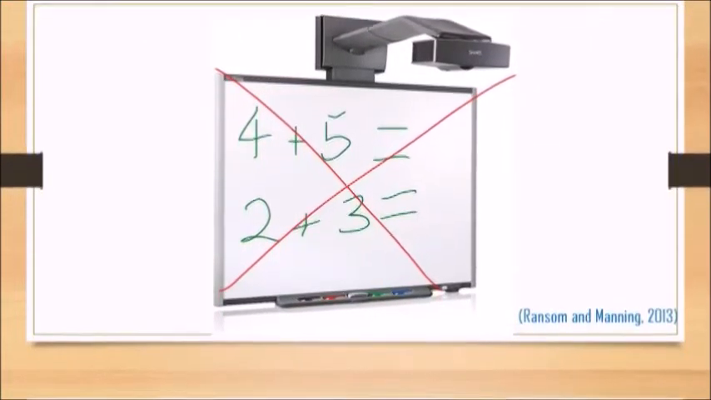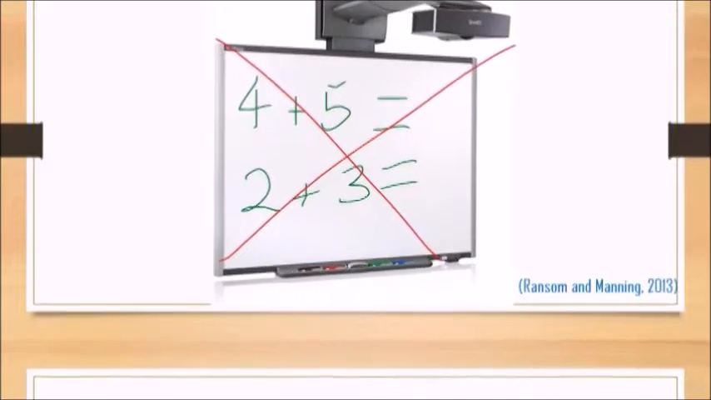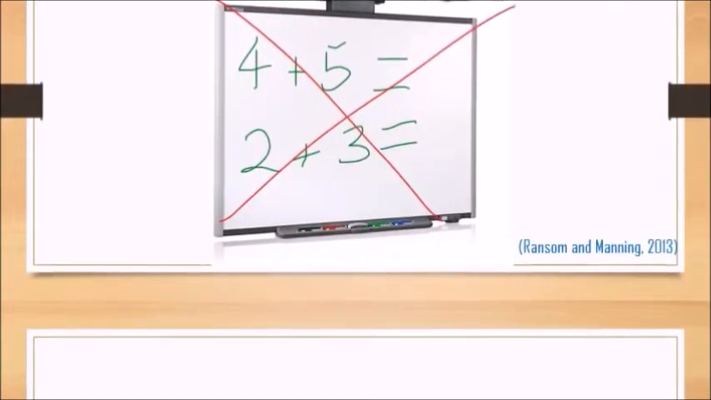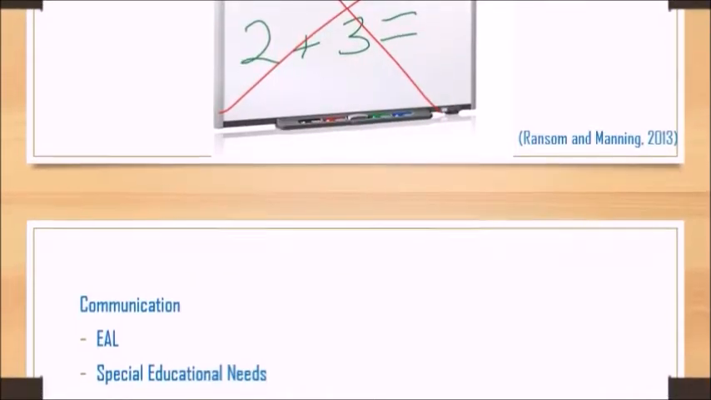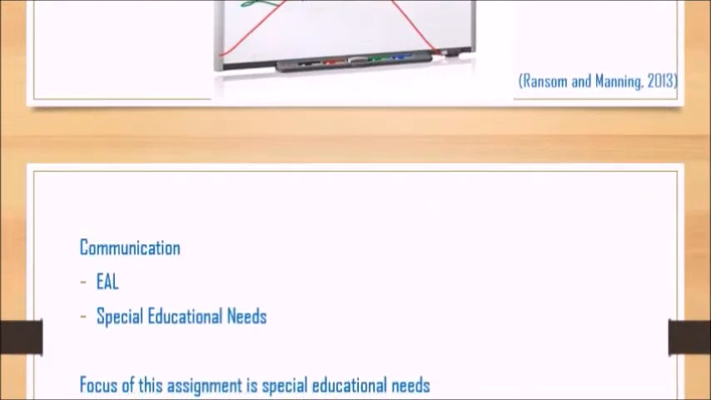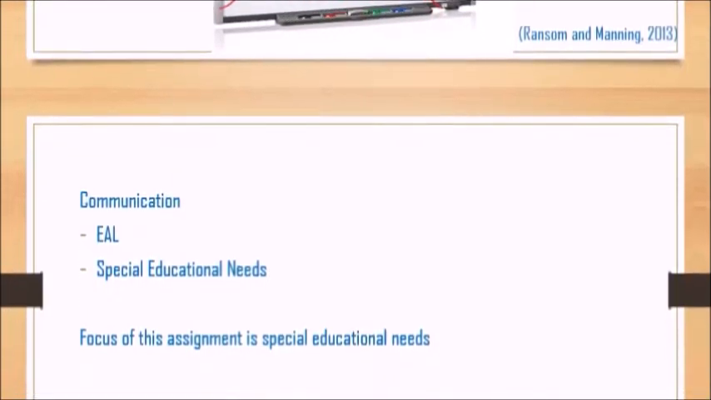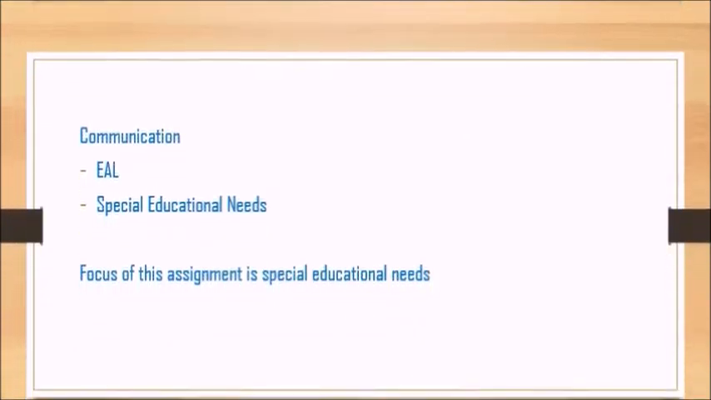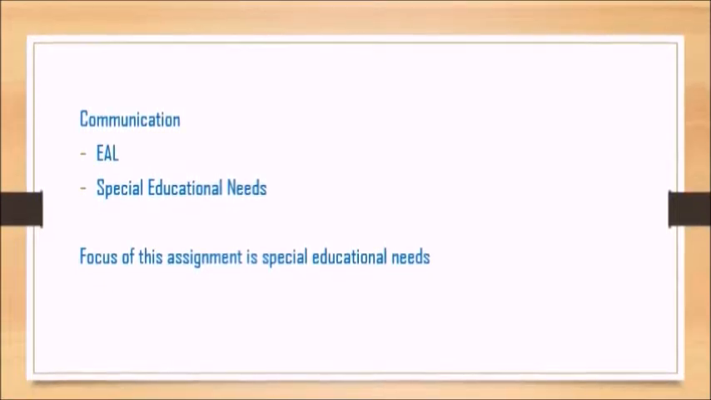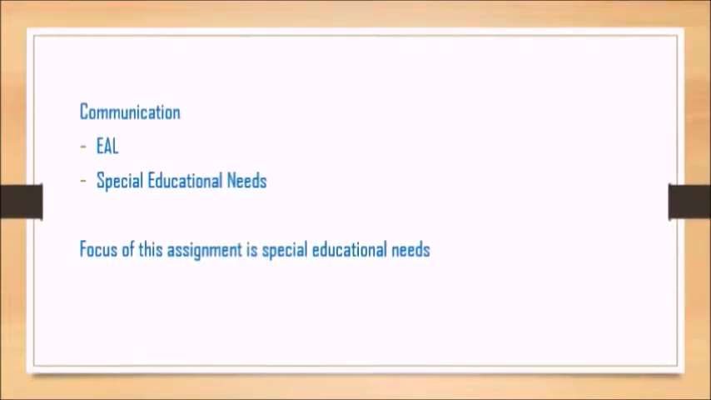Another way in which digital technology can fail to foster inclusion is through misuse. Most, if not all, schools now use interactive whiteboards. However, as criticised by Ransom and Manning, many teachers are guilty of simply using them as large, attractive worksheets. A significant barrier that digital technology can really assist with is communication difficulty. This might include communication with children who speak English as an additional language or children with special educational needs.